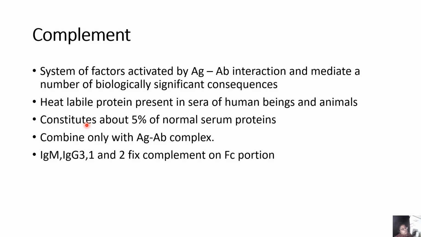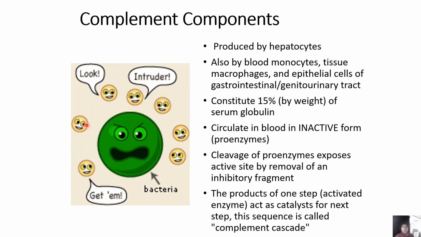Bacterial lysis, opsonization, inflammation, immune complex clearance. Okay. So in the Pfeiffer phenomenon, the bacterial lysis function is the key, right? So complement components can be produced by the hepatocytes, also by blood monocytes, tissue macrophages, and the epithelial cells of the gastrointestinal and genitourinary tract. Okay, they constitute about 15% by weight of the serum globulin.